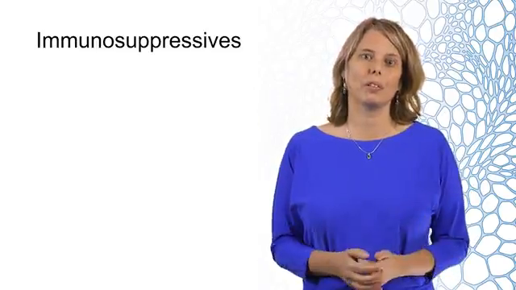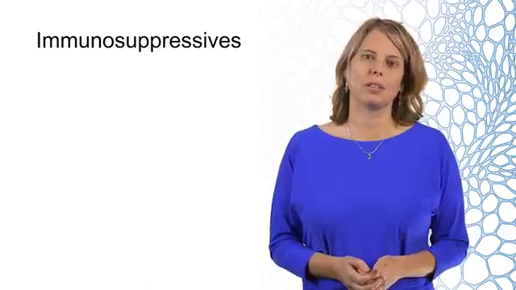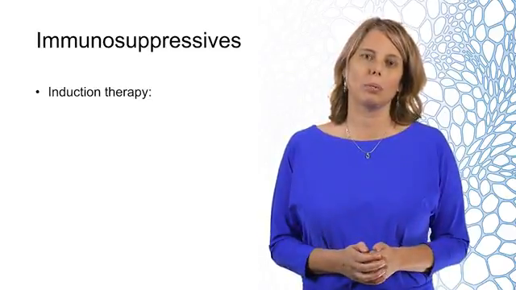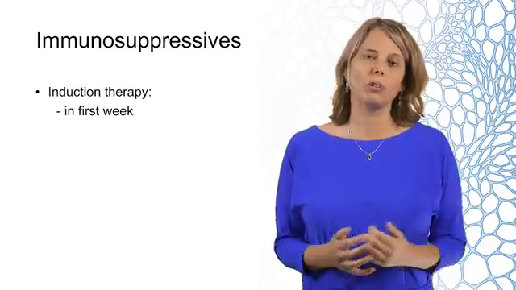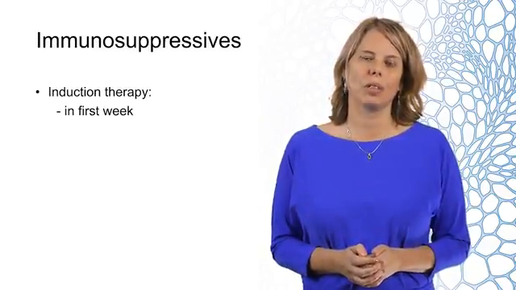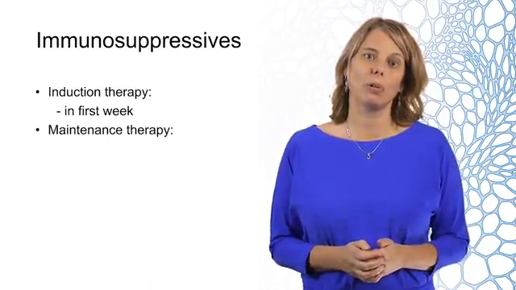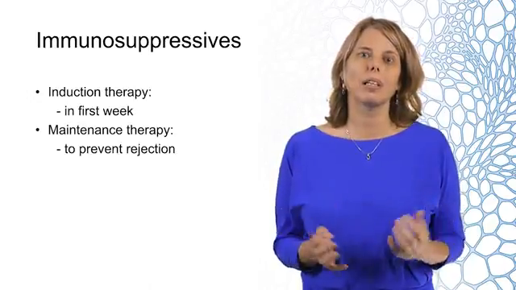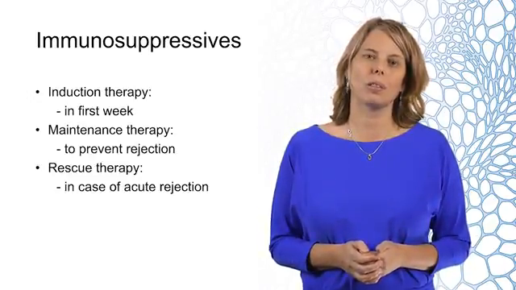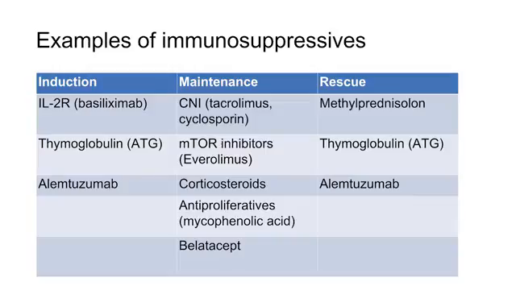So you've now seen the signaling mechanisms of an alloimmune response, which is of importance to understand the targets for treatment. Immunosuppressive agents are used at the different stages. In the first place, as induction therapy in the first week to provide strong suppression of the immune response. Secondly, as maintenance therapy, which is used continuously to prevent acute rejection. And third, as rescue therapy in the case of an acute rejection episode. So take a minute to look at examples which are used as induction, maintenance and rescue therapy.